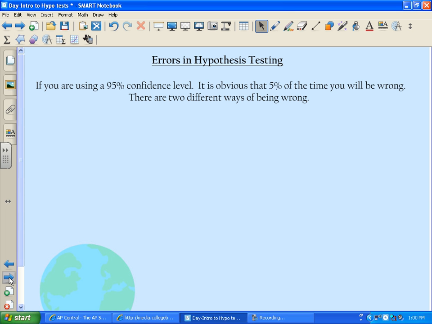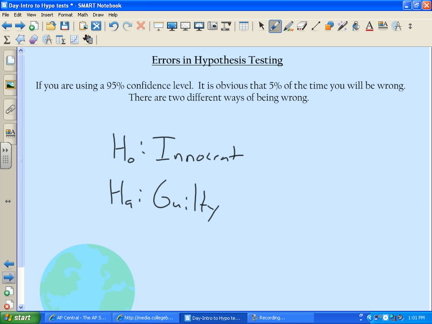Let's look at this hypothesis test: the U.S. justice system. In a court of law, you are innocent until there is enough evidence to say that you are guilty. My null hypothesis is that I'm going to assume you're innocent. Remember, the null hypothesis is what we accept to be true without proof.